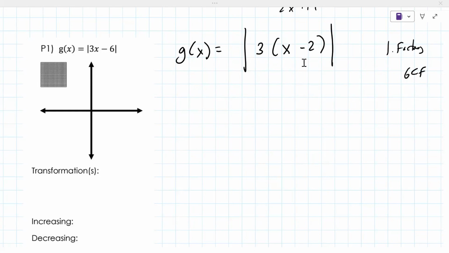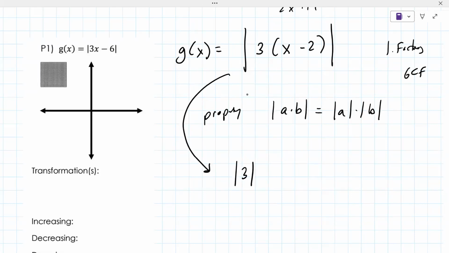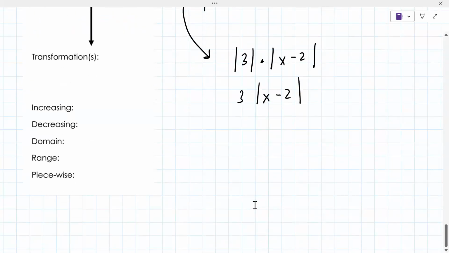So now this is quite odd. There's a property here that says the absolute value of A times B is the absolute value of A times the absolute value of B. All right, so how does that apply here? It becomes the absolute value of 3 times the absolute value of x minus 2. What is the absolute value of 3? It is 3. We'll do a couple more of these after. Let's just get through the rest of the problem though.